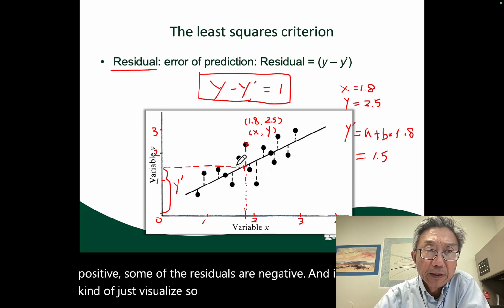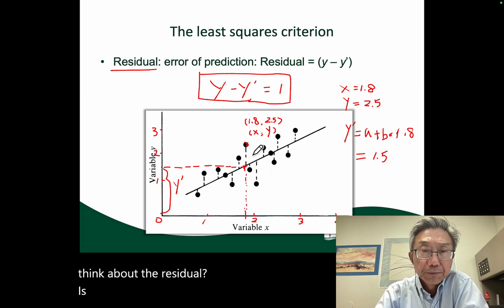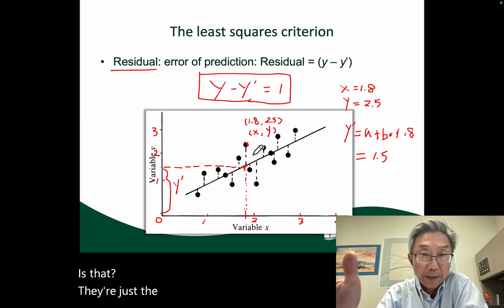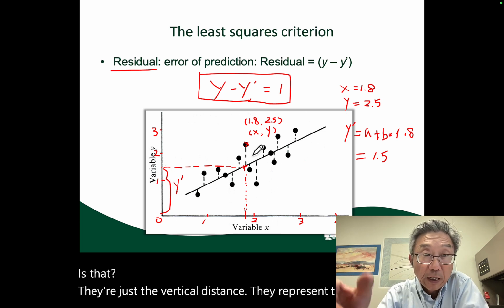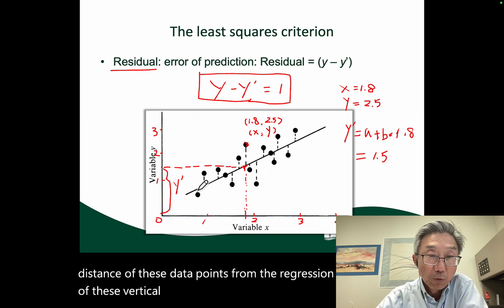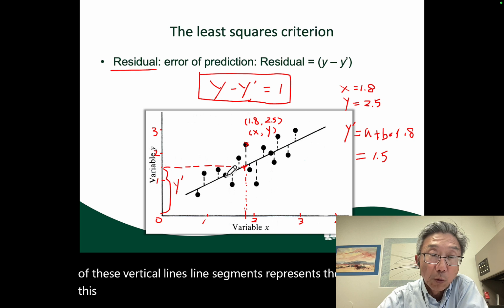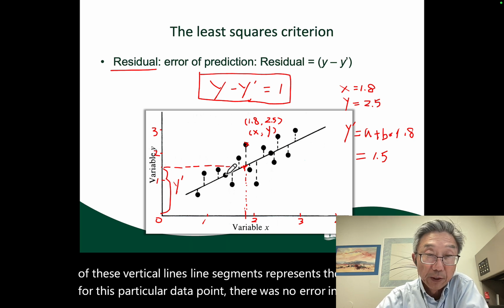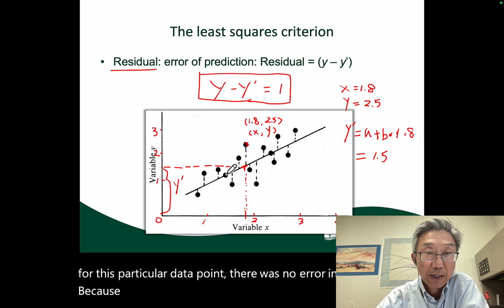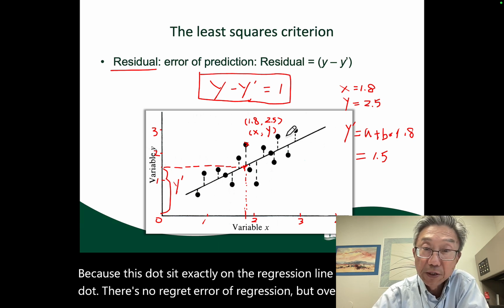Another way to think about the residual is that it represents the vertical distance of these data points from the regression line. Each of these vertical line segments represents a residual. For this particular data point, there was no error in prediction because this dot sits exactly on the regression line, and so does this dot. There's no error of regression. But overall, you have some errors.